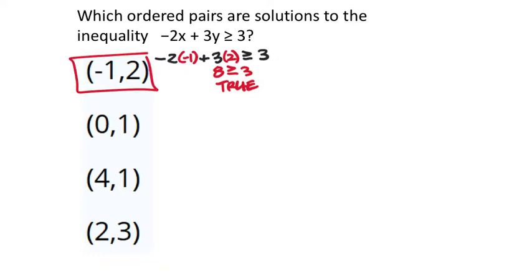This is not really just to see whether it's going to be true or false. It is, but then on the actual graph, you would say, all right, now I know I can shade whatever side of the line negative 1, 2 is on. That's the side that I would be shading.